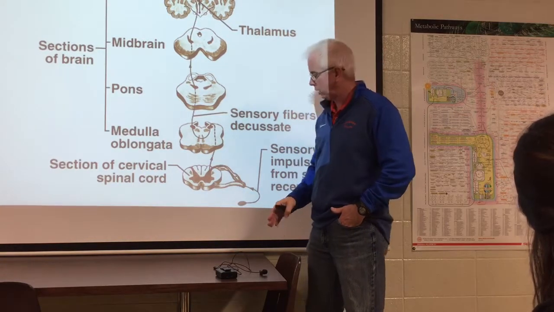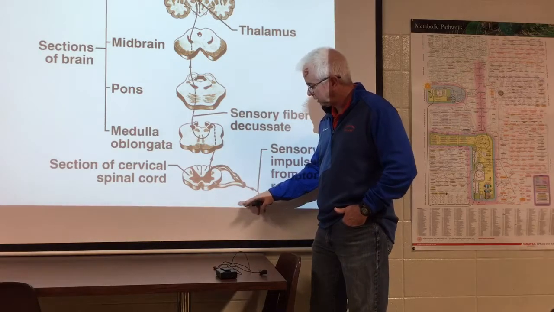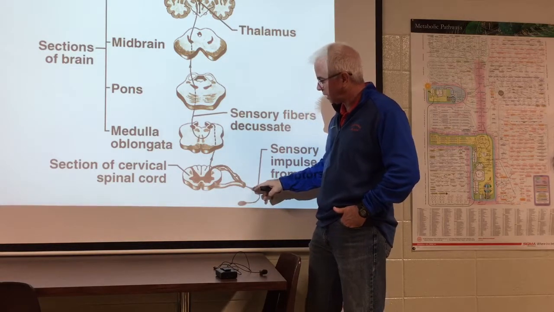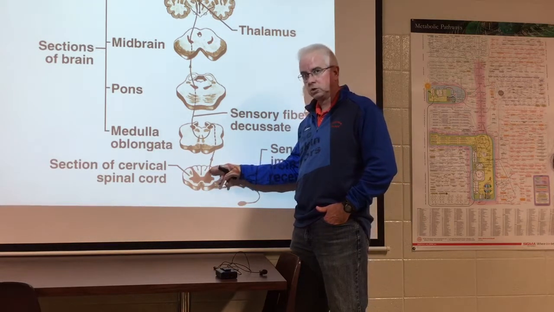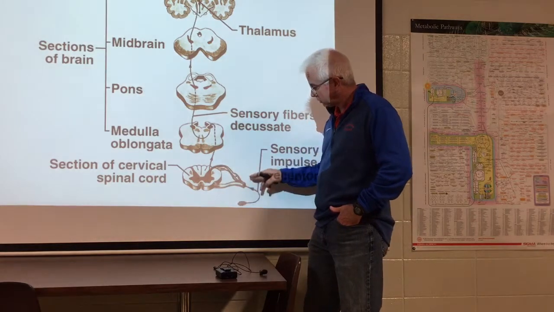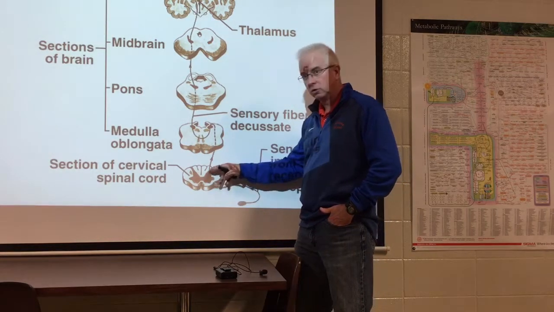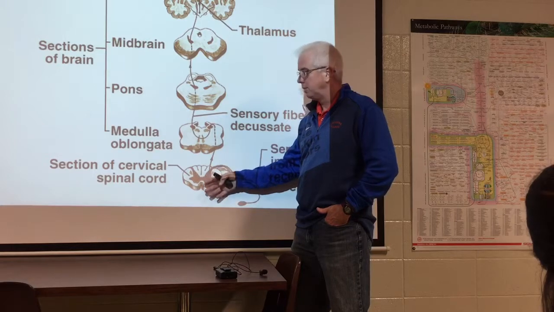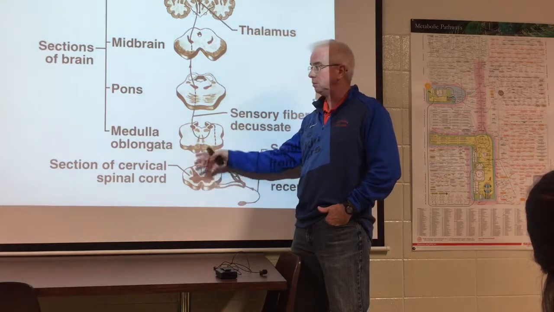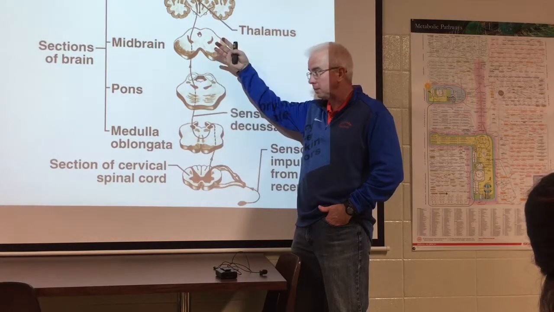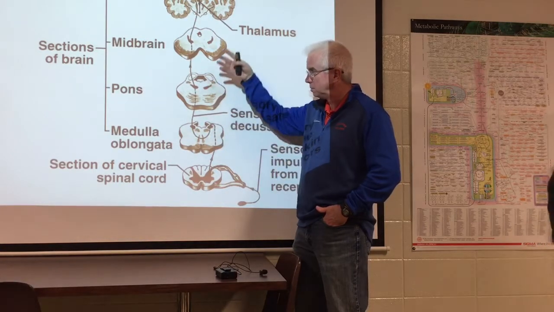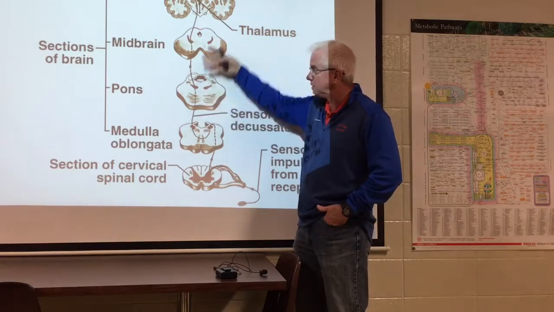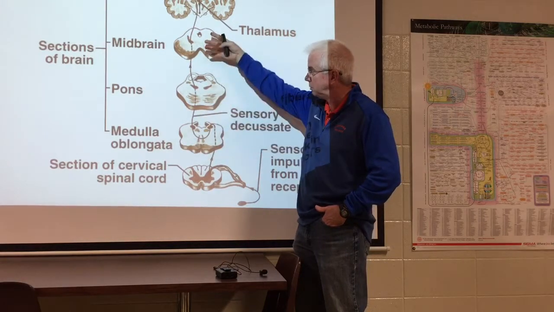So here's the general pathway. The Pacinian corpuscle sends information along a spinal nerve through the dorsal root ganglia into the dorsal portion of the cord. Pacinian corpuscle, spinal nerve, dorsal root ganglia, dorsal portion of spinal cord. Then that information passes through the brainstem, medulla, pons, midbrain, on its way to the brain. This is brainstem right here: medulla, pons, midbrain.